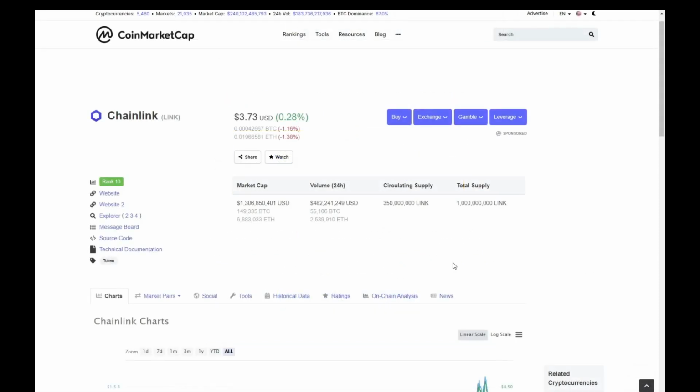So let's move across to CoinMarketCap and have a look at some of the basic stats. We're currently ranked number 13 out of all cryptocurrencies. You can see the website link there, that's what I started off on in the video. Current market cap is $1.3 billion with a token price of $3.73. Total supply of Link is 1 billion, and currently in circulation we have 350 million Link.